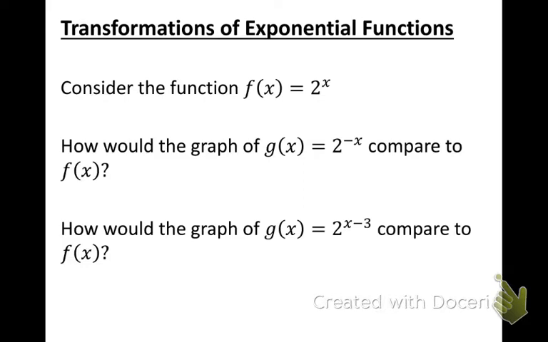So, transformations. We've looked at the function f of x equals 2 to the x. It was that first one that we graphed and we made a table of values for it. Now we need to think about how would the graph of g of x equals 2 to the negative x compare to f of x. So think about what's happening here. I have a negative x in my exponent. This is going to reflect my graph over the y-axis.